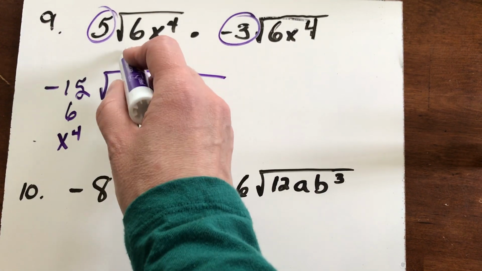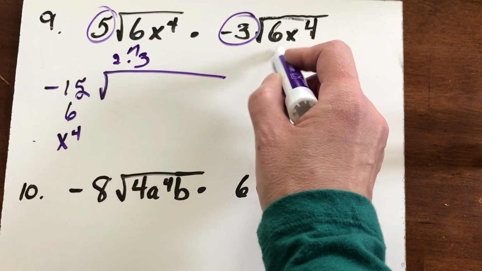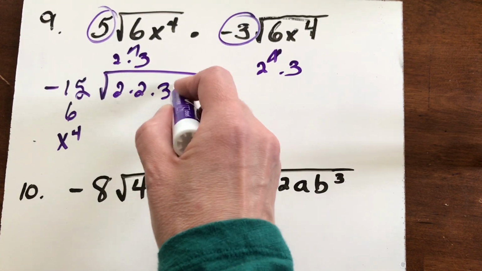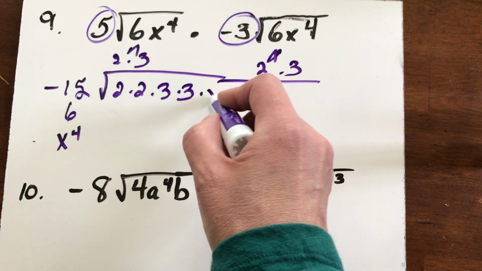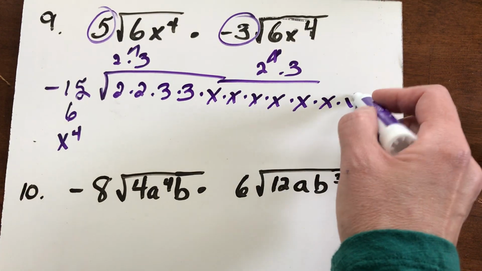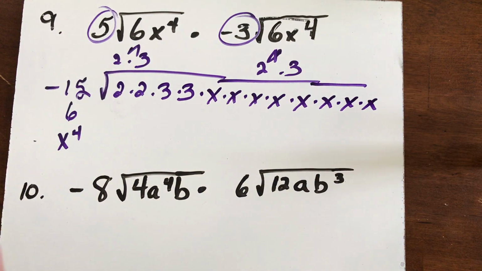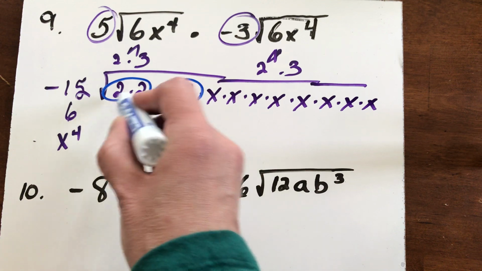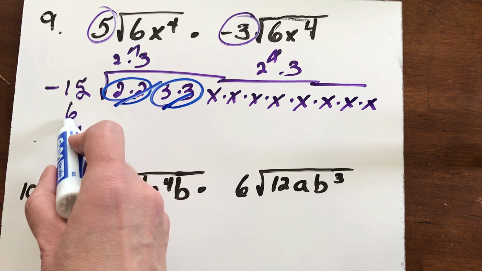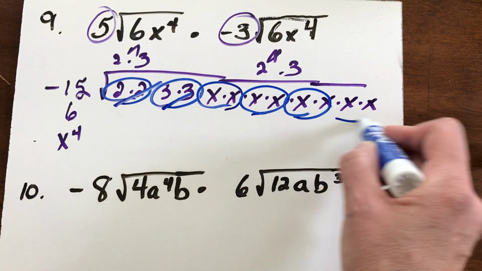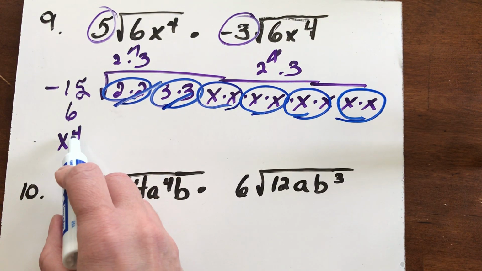6 is going to be 2 times 3. This will be 2 times 3. So I have 2 times 2 times 3 times 3. And then I have 4 x's on the first one, and then I have 4 x's on the second one. Okay? So when I pull out the 2 and the 3, what's 2 times 3? 6. I have 1, 2, 3, 4 x's. So you get the x to the 4th.